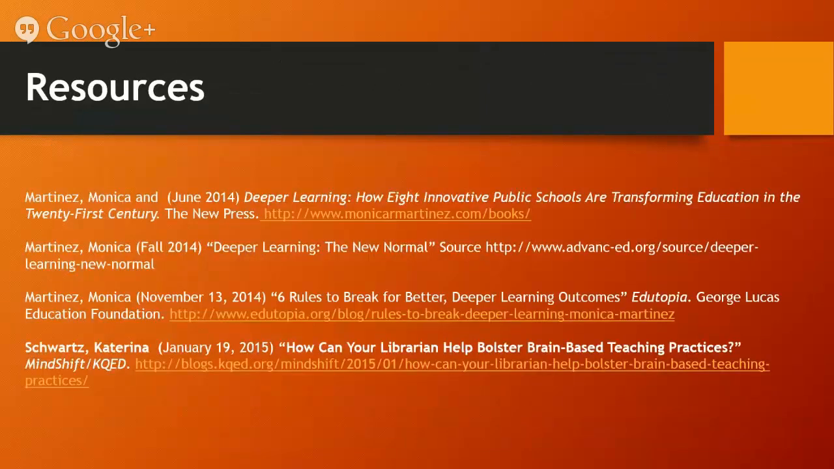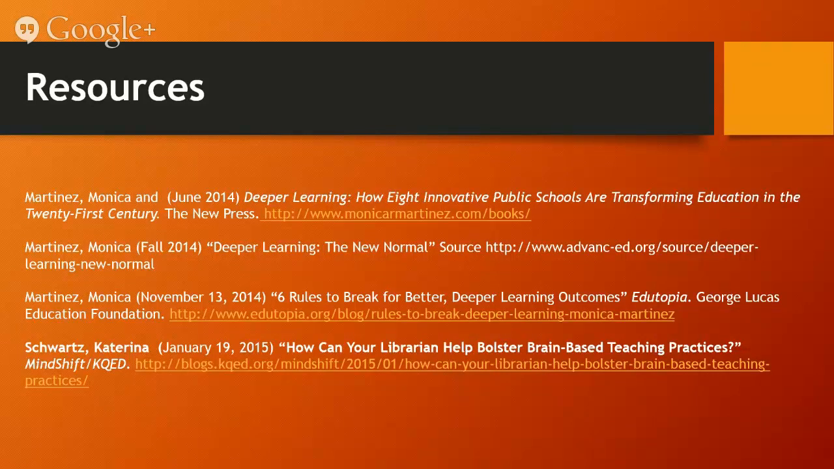I have a list of additional resources that you might want to take a look at, or even copy these citations and share them with your fellow staff or building or district administrators. Certainly, the book Deeper Learning: How 8 Innovative Public Schools Are Transforming Education in the 21st Century is a great resource. And the planning guide, which is online, can serve as a way to do a book study on that.